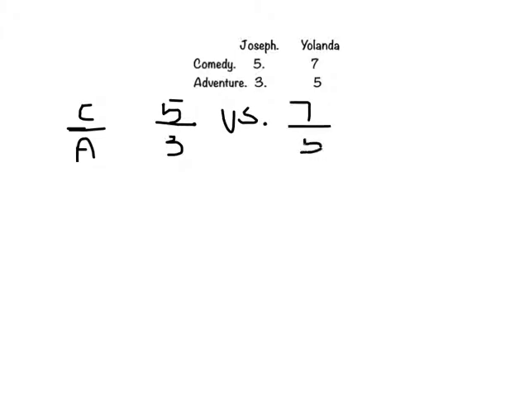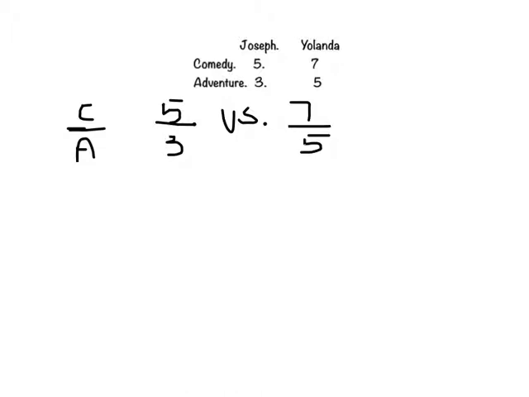So this question says, tell whose DVD collection has the greatest ratio of comedy movies to adventure movies. So it's Joseph or Yolanda. So they're looking for comedy to adventure. And so we are looking at the ratio of 5 to 3 versus 7 to 5. Now, some people in class said, well, they're the same because 5 minus 3 is 2 and 7 minus 5 is 2, so they're the same. Well, remember, ratios are fractions, so how can we compare fractions?